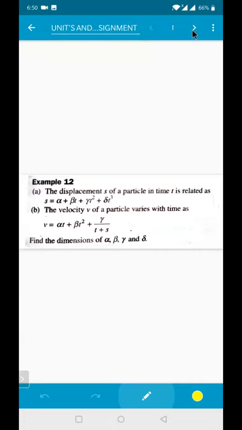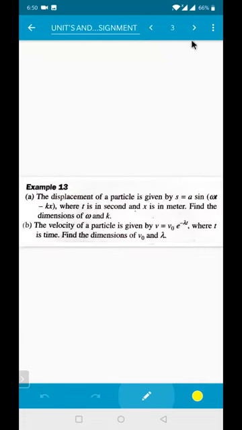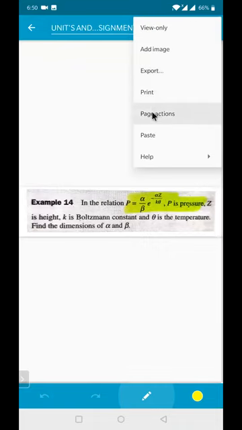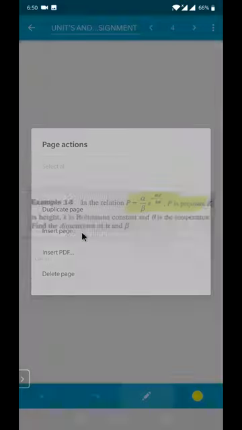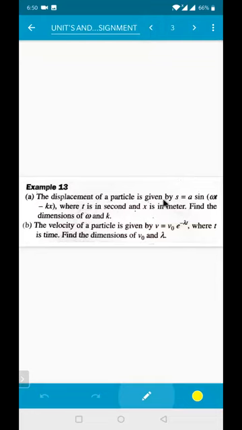How do you calculate the dimensions? Let me give you one more example. The displacement of the particle is given by S is equal to A into sine of omega t minus kx, where t is in seconds and x is in meters. Find the dimensions of omega as well as of k. We need to find out the dimensions of omega and k.